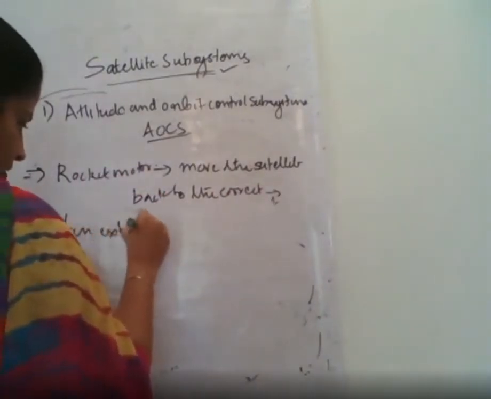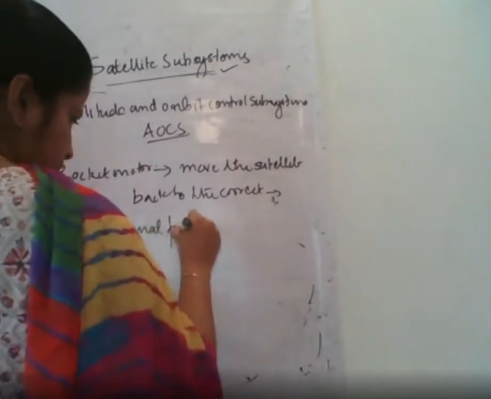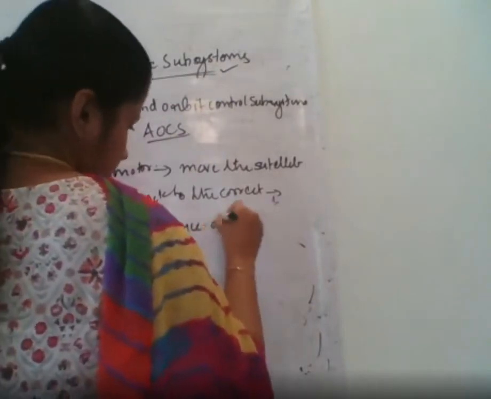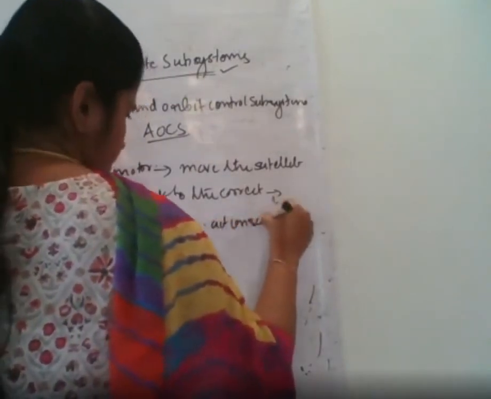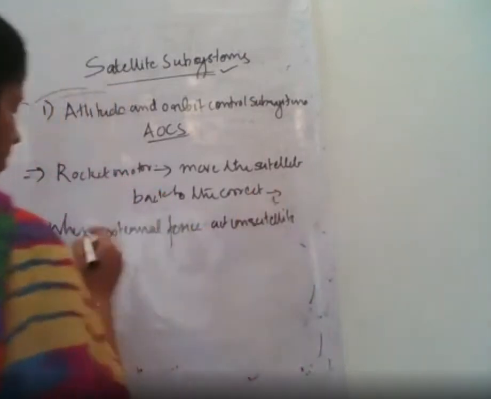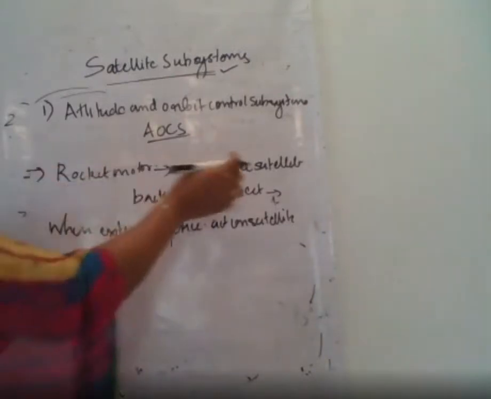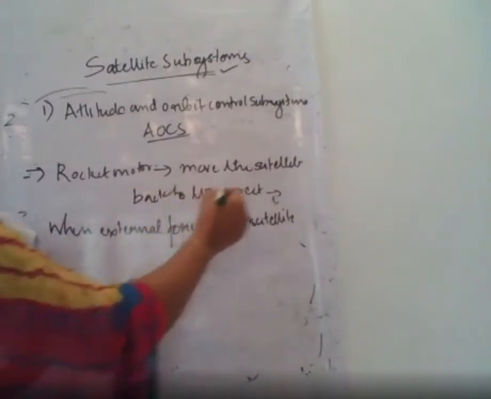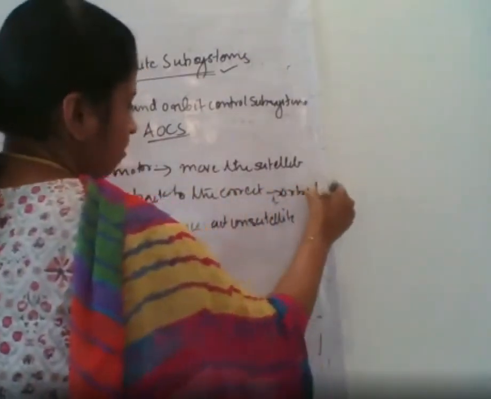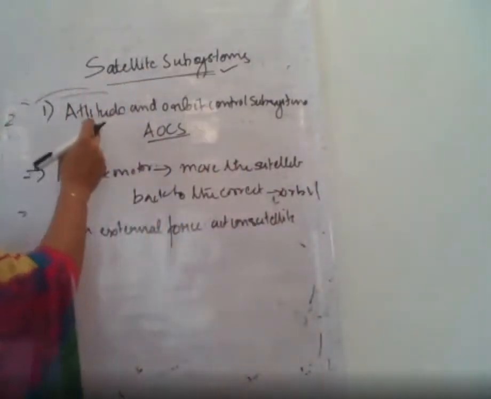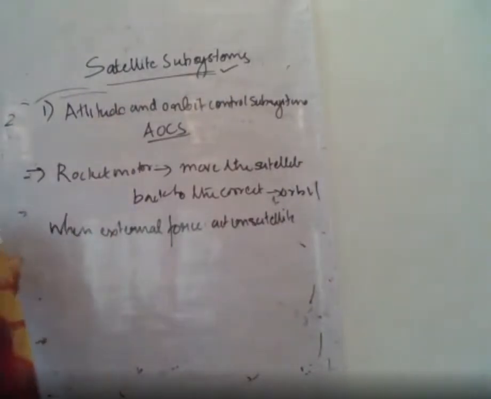an external force acts on the satellite. We have already discussed in the previous class what external forces act on the satellite, which cause the satellite to move from its original path or original orbit. So, in order to move the satellite back to the correct orbit, we have rocket motors in this attitude and orbit control system.